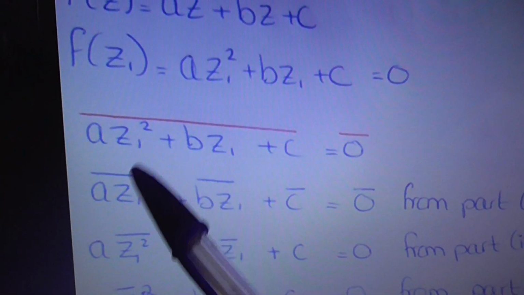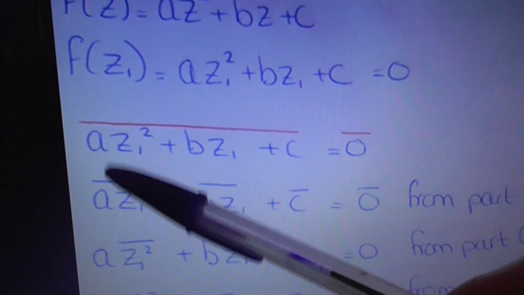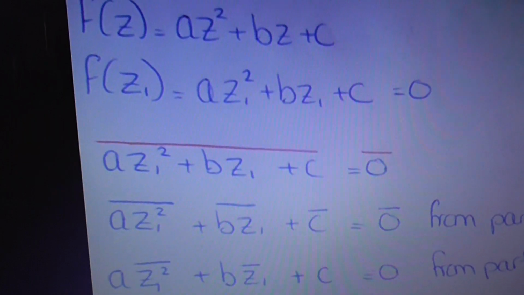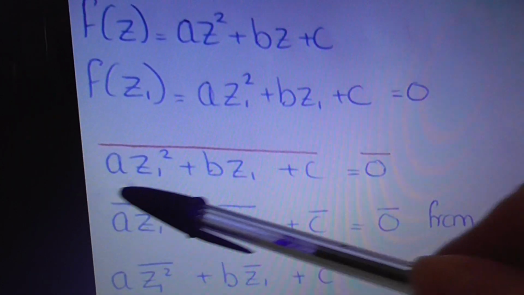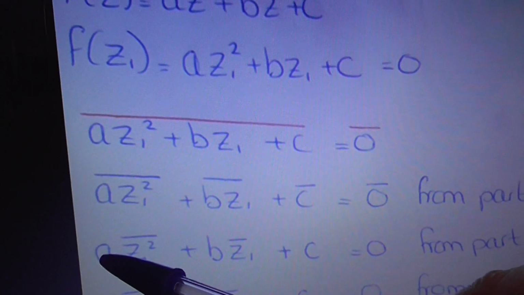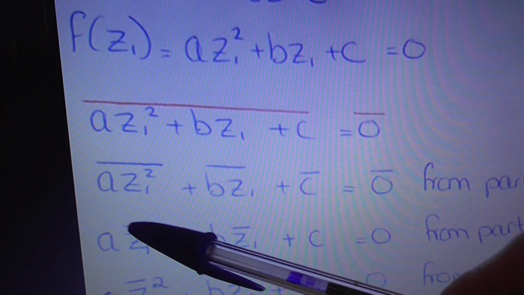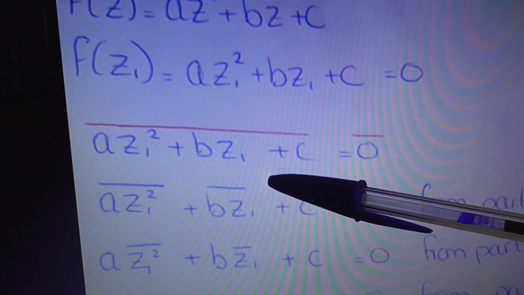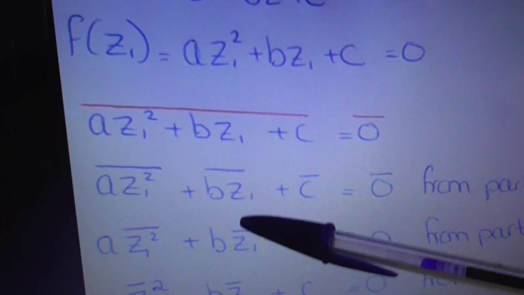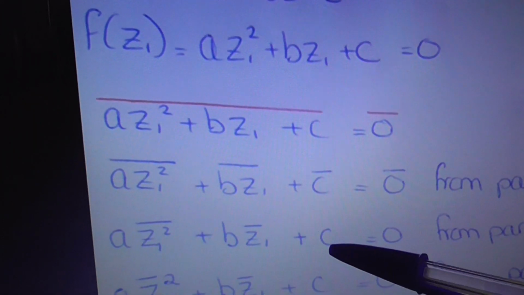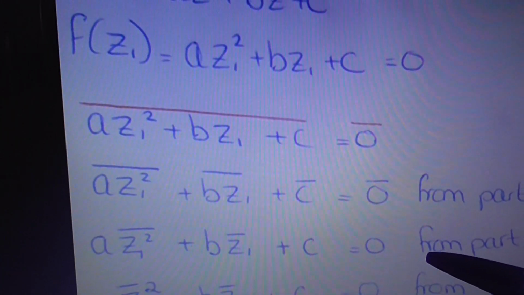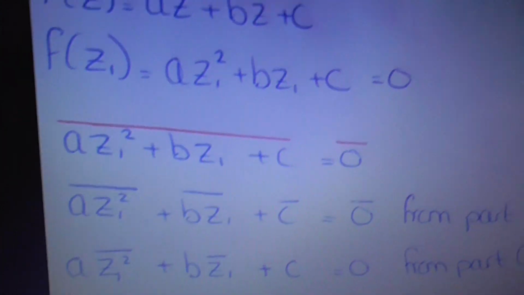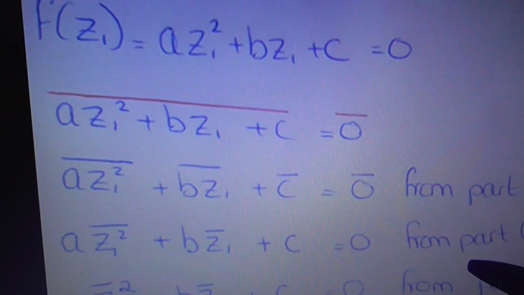So in part 2, if you look back to your part 2, I'm not going to keep flicking over and back. You can look back to it yourself. I have already proven that az1 squared conjugate can be written as a times z1 squared conjugate on its own. I've already proven that bz1 conjugate can be written as b times z1 conjugate. And the conjugate of c is c, and the conjugate of 0 is 0. That's from parts 2 and 3. Now, from part 4, I'm getting out the next line.